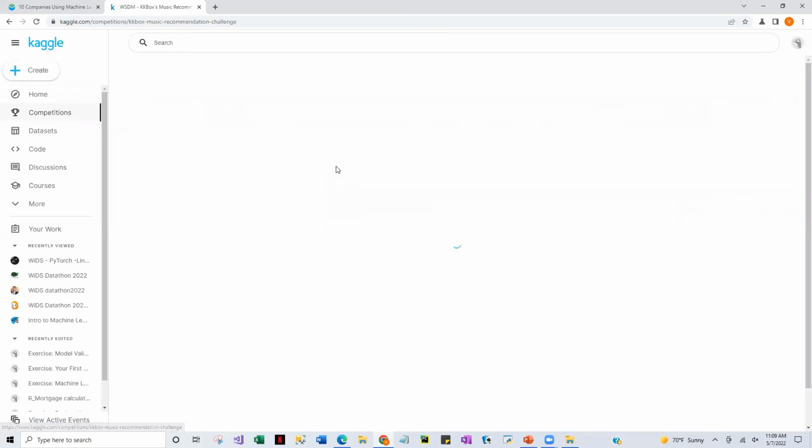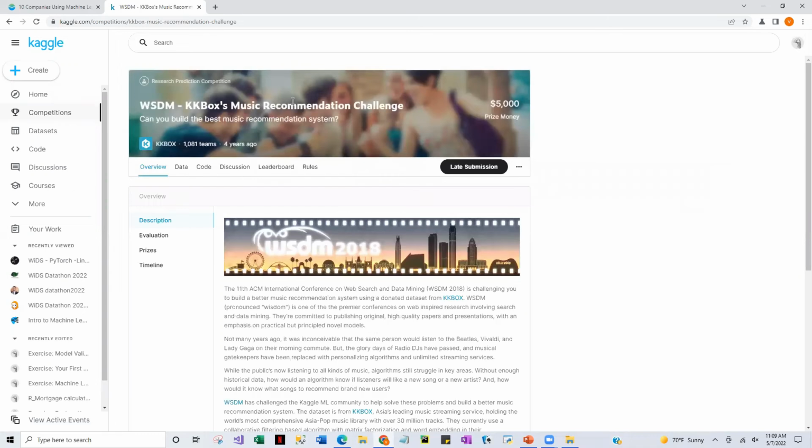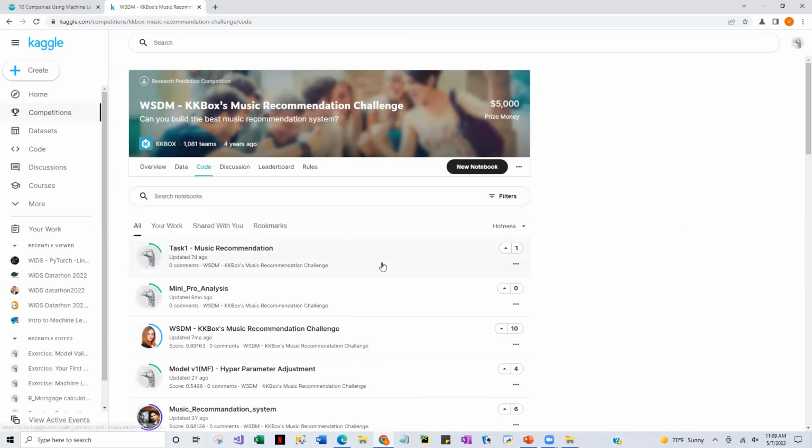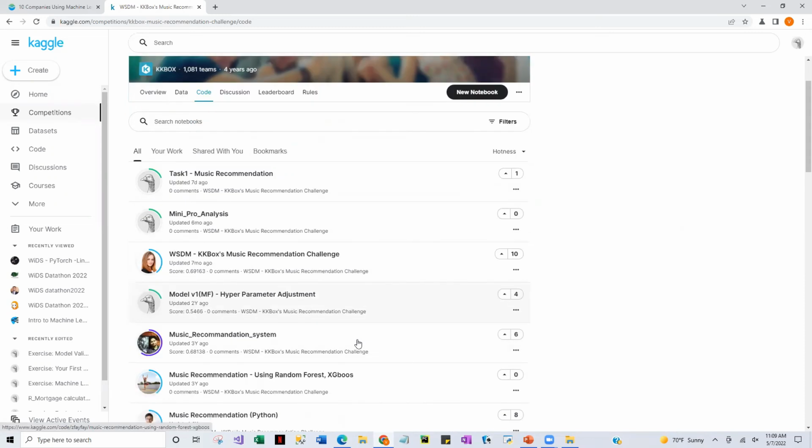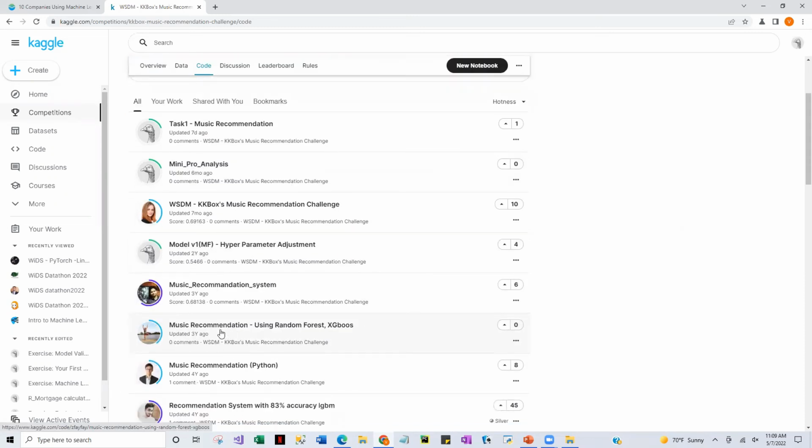So this one is already done, but you can go ahead and explore their code. This is the WSDM KKBox Music Recommendation Challenge. If you look at that, you can go to the code and look at how they code, how they approach the problem. What is their recommendation? See, random forest, I was talking about the random forest, right? They were using random forest to predict the data. So you can go ahead and look into it.